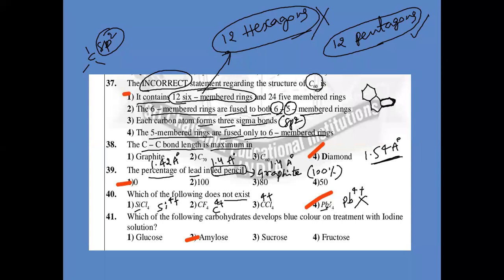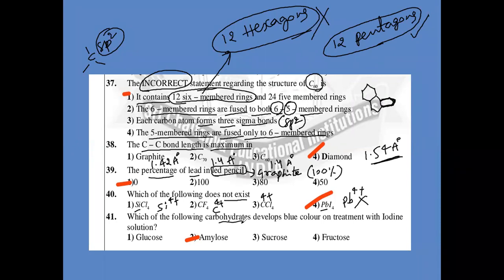So PbI4 is unstable because the large sized iodine cannot be held by what? Lead. Pb plus 4 means more positive charge. If any ion has more positive charge, its size should be very small. When the size of lead plus 4 is very small, the small sized lead plus 4 ion cannot hold the large sized 4 iodine atoms. So because of 4 large sized iodine atoms, it cannot be formed.